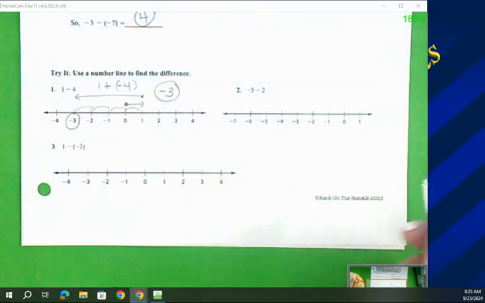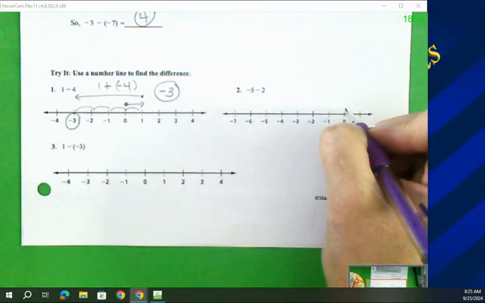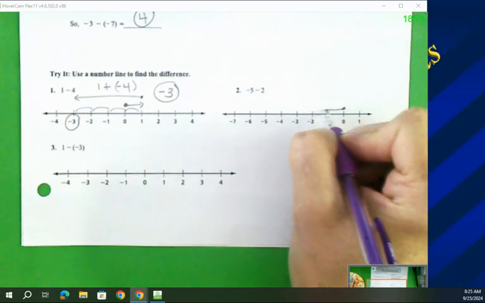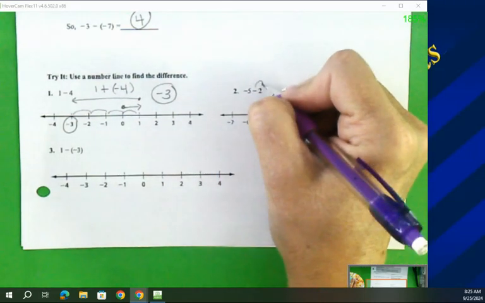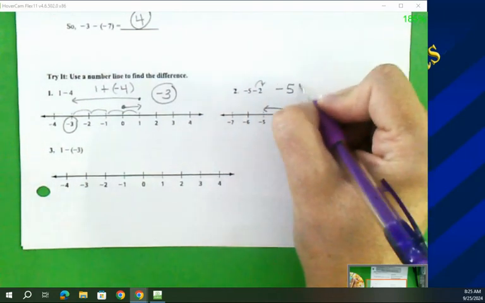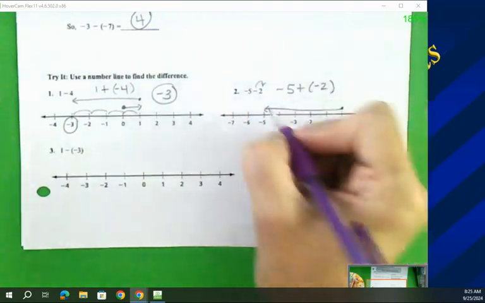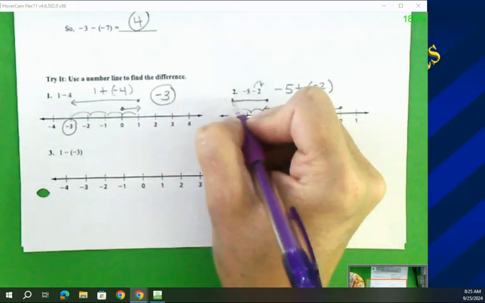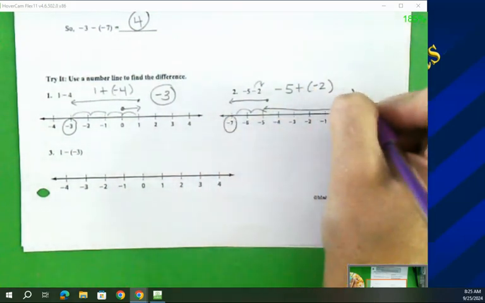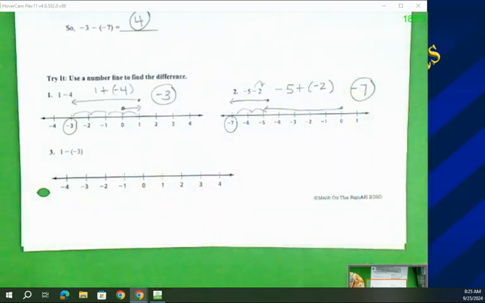For number 2, we have -5. And then we're going in the negative direction, 2 more. Or we can write it as -5 plus -2. 1, 2. So our answer here is -7.